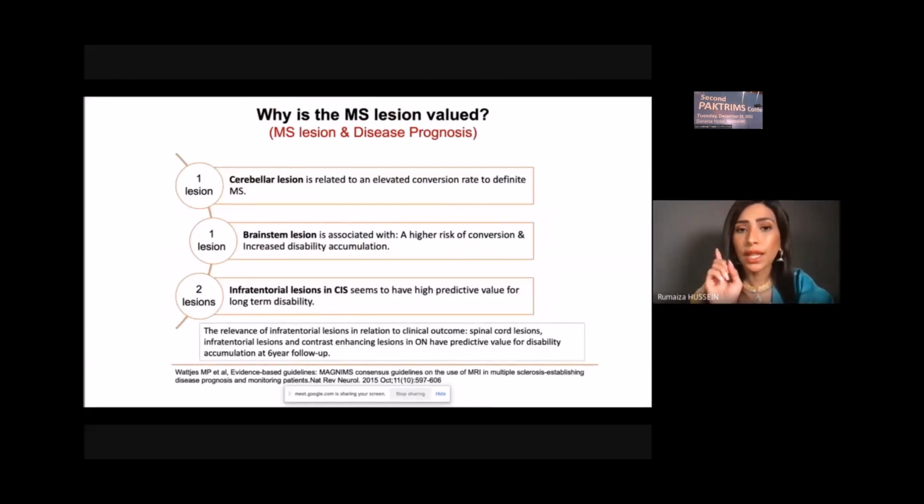Also, within the disease prognosis, one cerebellar lesion is related to an elevated conversion rate to definite MS. One brainstem lesion is associated with a higher risk of conversion and increased disability accumulation. Two infratentorial lesions, such as in cases of CIS, seem to have high predictive value for long-term disability. So generally, the relevance of infratentorial lesions in relation to clinical outcome, spinal cord lesions, infratentorial lesions, and contrast-enhancing lesions in optic neuritis have a predictive value for disability accumulation within a 6-year follow-up.